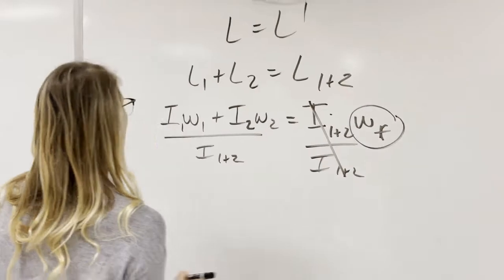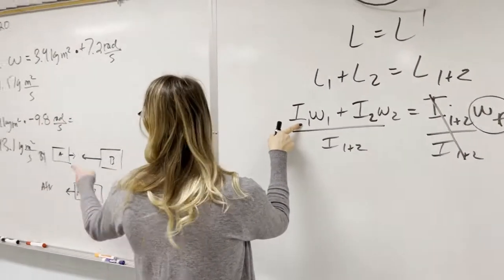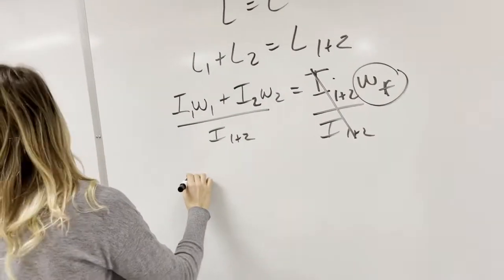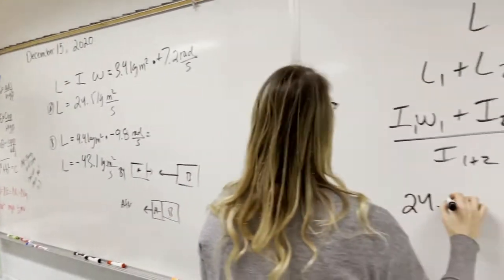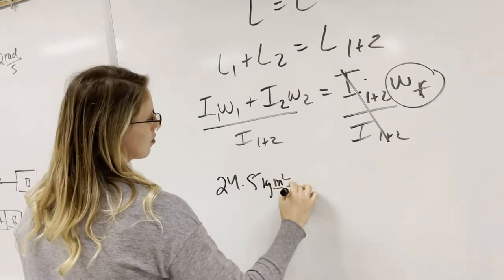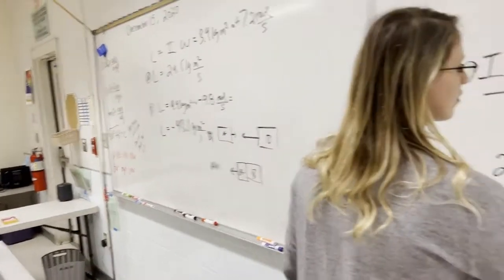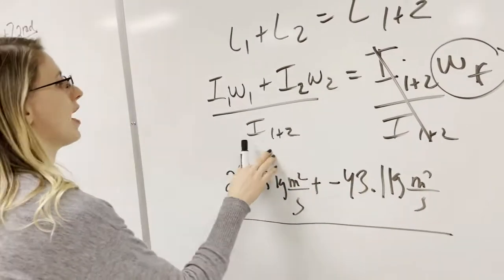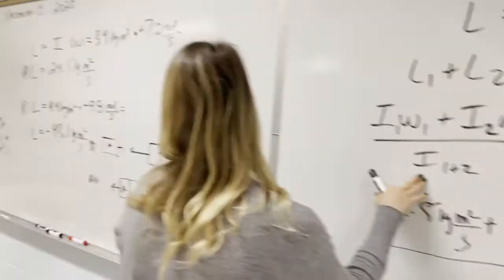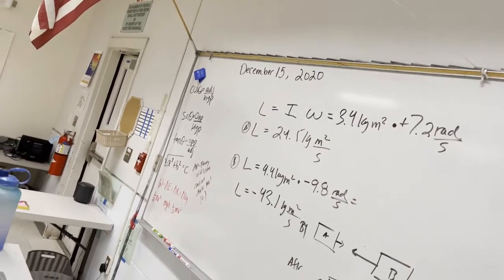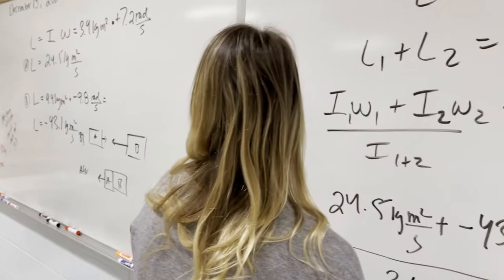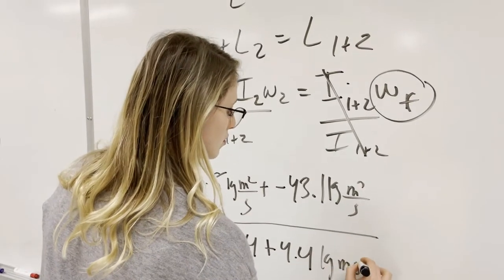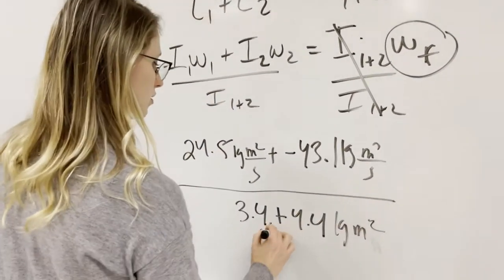Okay, so these cancel. Now, don't we have this information over there? Yep. It's 24.5 kilograms meters squared per second, plus negative 43.1 kilograms meters squared per second. And that's all over the moments of inertia of both of them, so it's 3.4 plus 4.4 kilograms meters squared.